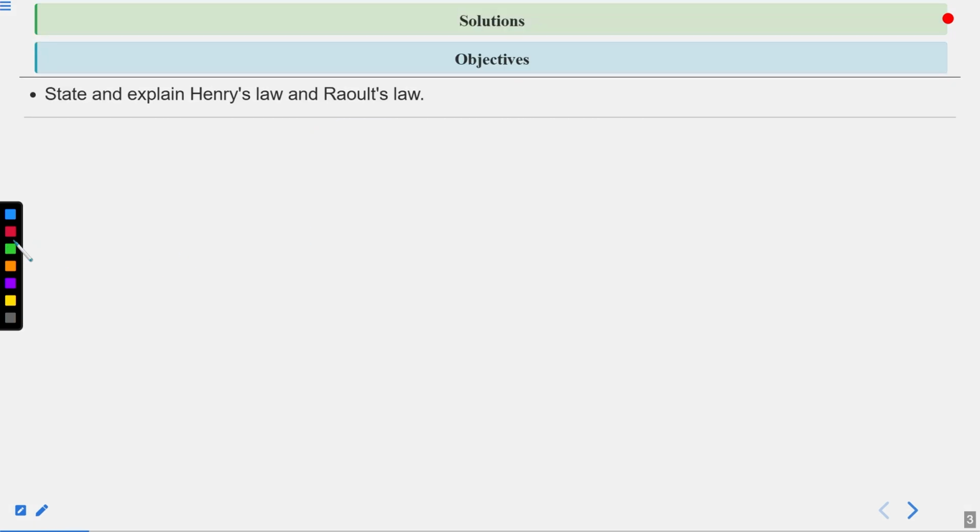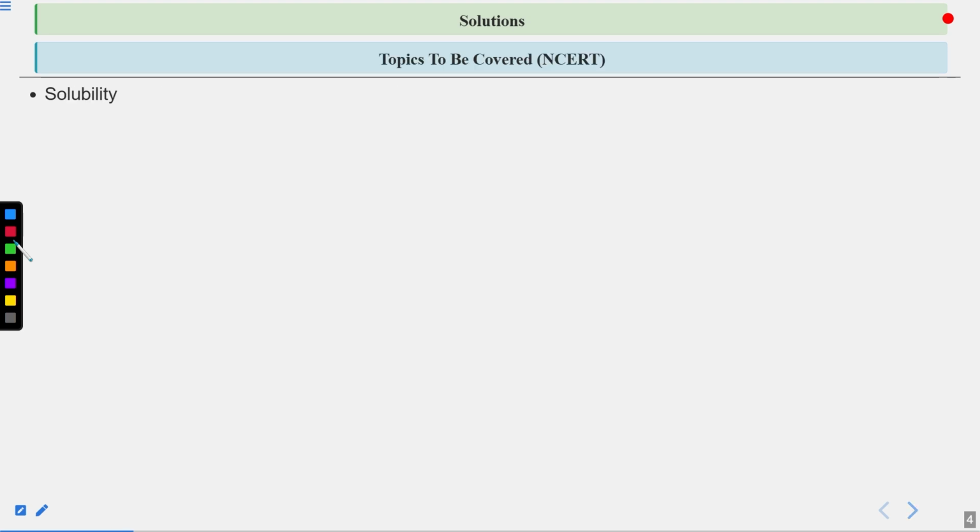In this lecture, our objective would be to see Henry's law and Raoult's law. We will start from looking at what is solubility. Then we will see some examples. And lastly, we will cover some in-text questions.